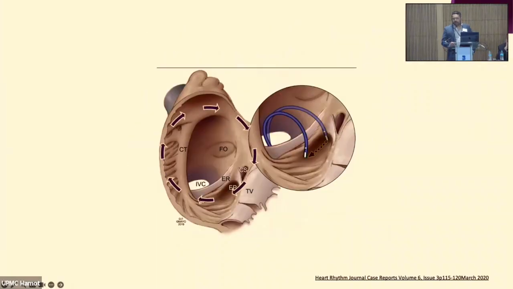So this is just a schematic with the right atrium kind of cut open, drawn on it, and there's a circuit that you see going in the right atrium. And when we do an ablation, we place this catheter and we cauterize this tissue right here. And what we're doing is we're causing electrical block.